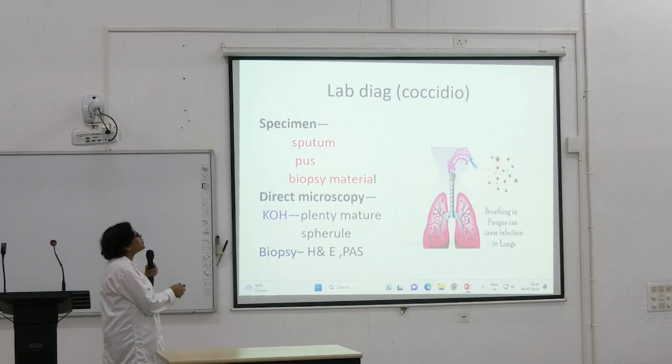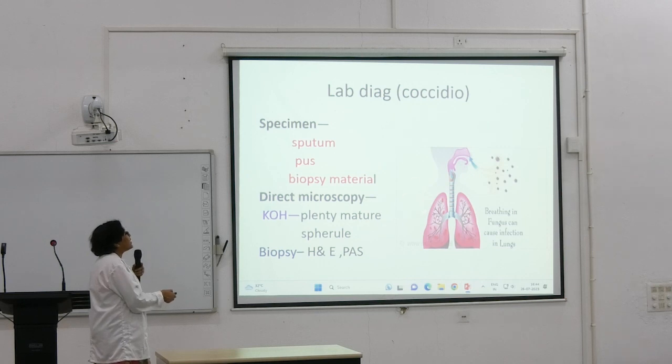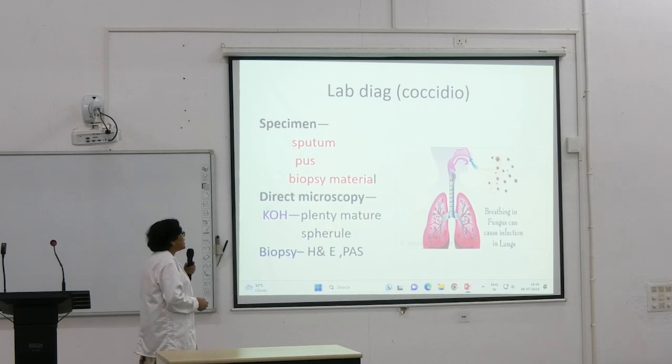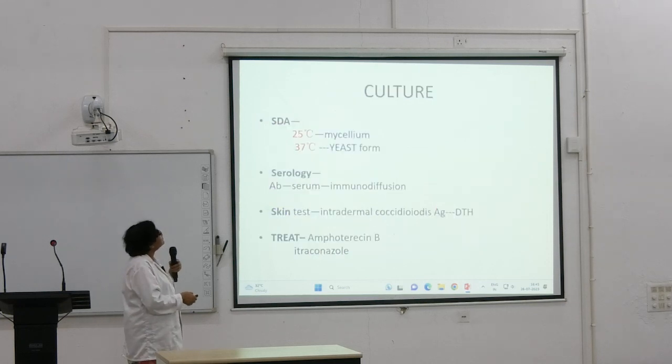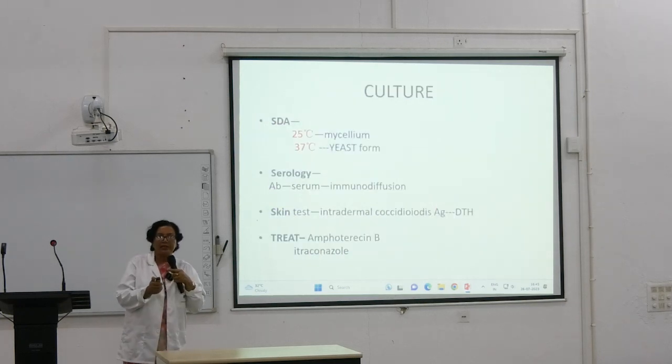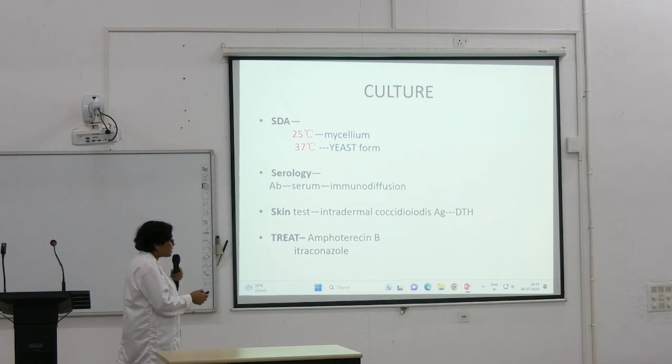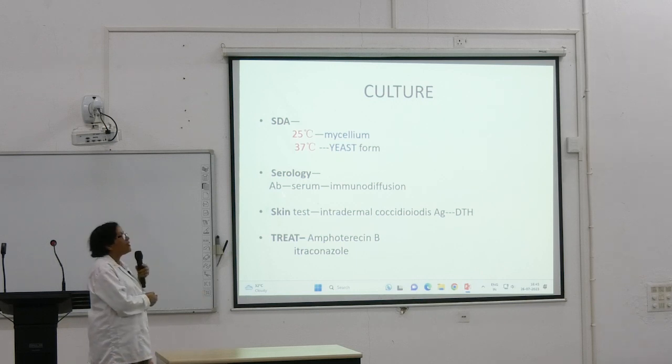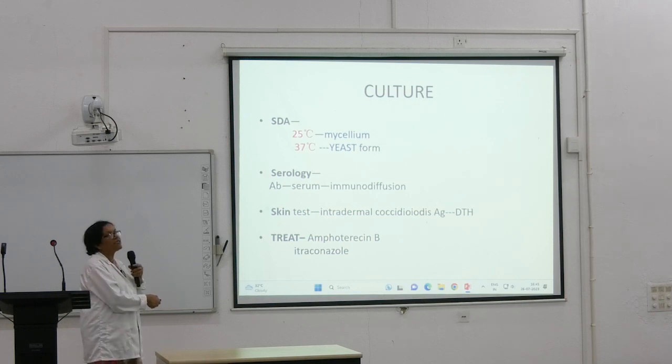Okay. So specimen, as it is an infection in the lung, is sputum. If skin ulcer, pus; if lymph node involvement, biopsy material. Direct microscopy, KOH, plenty of spherules; biopsy, hematoxylin eosin stain and PAS stain. Culture same, 25 and 37 degrees as it is dimorphic: 25 mycelium, 37 yeast form. Antibody detection and skin test same, delayed type of hypersensitivity. Treatment same, amphotericin B.